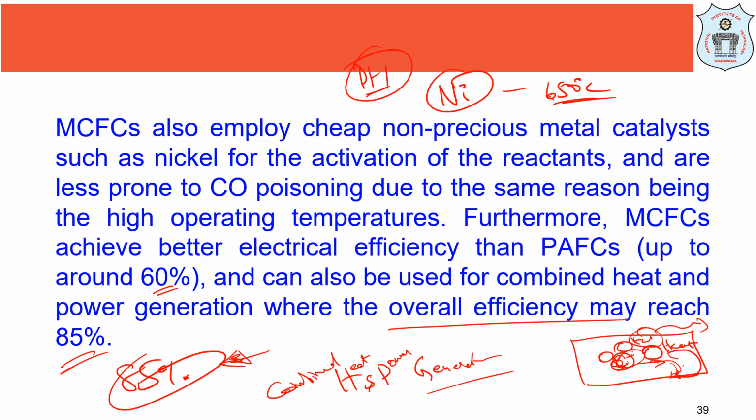So they are less prone to carbon monoxide poisoning, due to the high operating temperature of the molten carbonate fuel cell. Okay, so we are not using any platinum, which may have a CO poisoning problem. That is the reason when you use nickel, even at 650 degrees Celsius, we are not having any problem of CO poisoning, which may occur for platinum at this temperature.